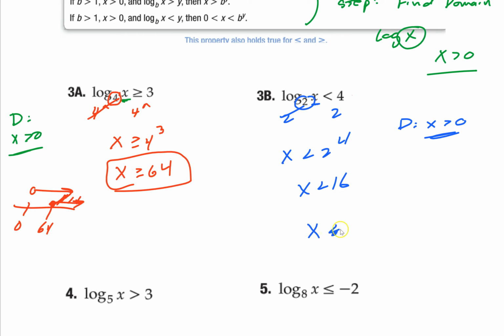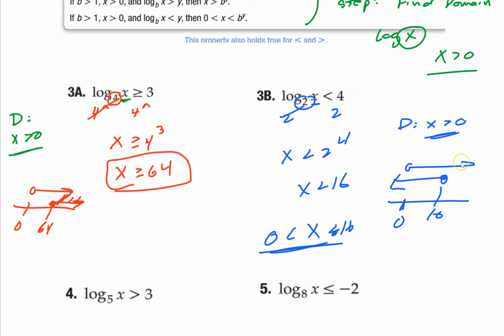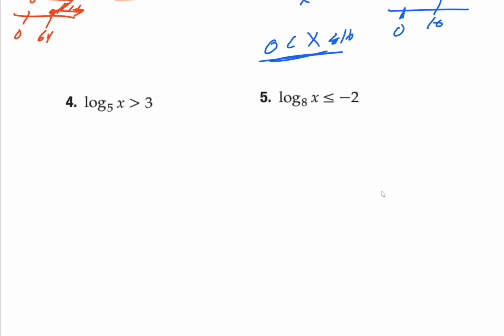Not equal. So you're going to be somewhere between 0 and 16. Again, if I graph it, here's 16 going that way, that's an open circle. Here's 0, you're going this way, and you'll be somewhere in between those two. That's the general rule of how to solve inequalities. Solving them is like solving logs.